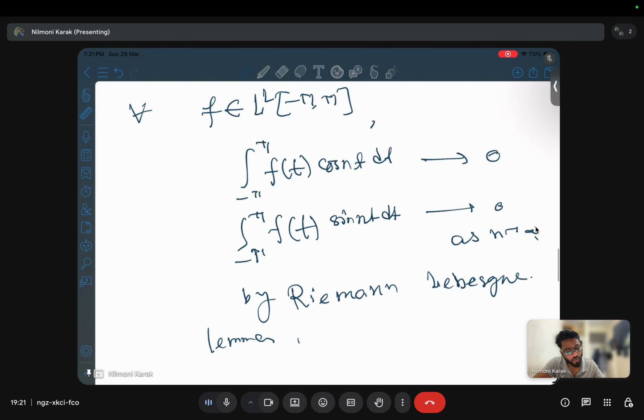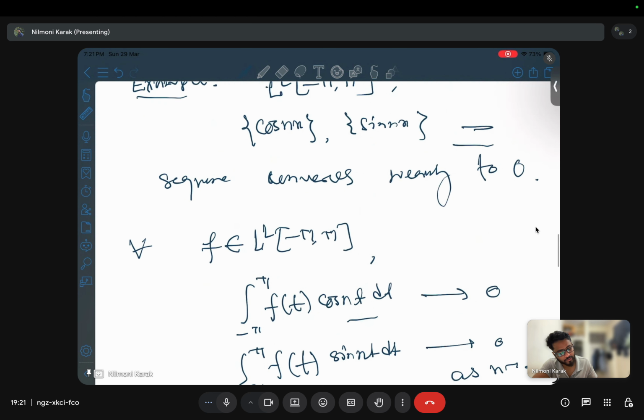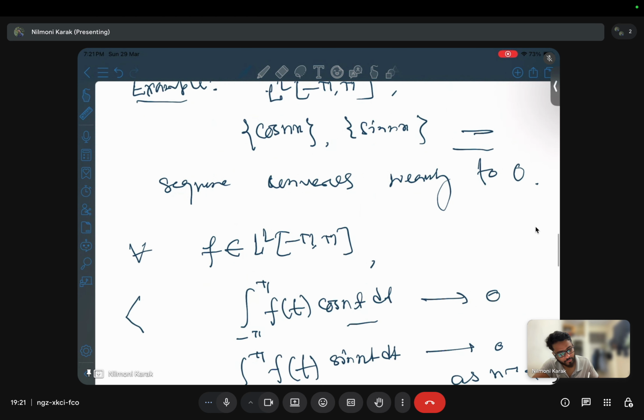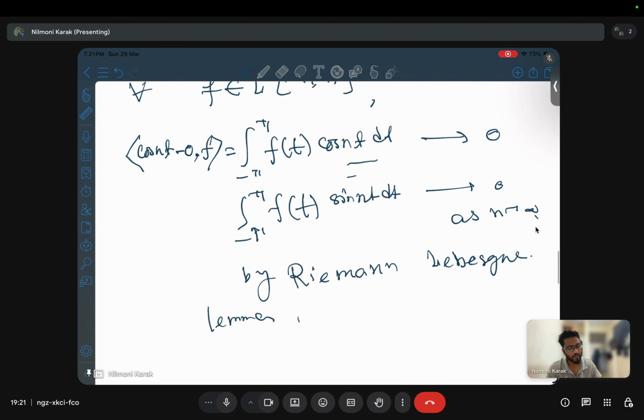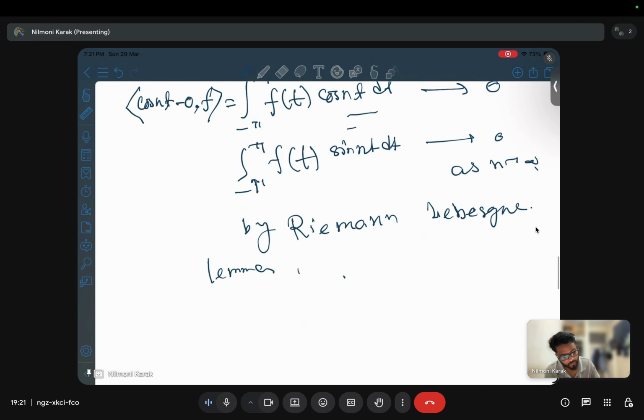So this is the inner product of cos nt minus 0 with f, the inner product for the Hilbert space L2 of minus pi to pi. And this is one immediate example.